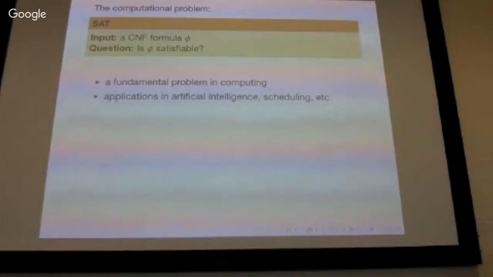Okay, so the computational problem related to this is called SAT, for satisfiability. It's very easy. The input is a formula in that form that we've just seen. The question is, is it satisfiable? So can you assign true and false values to the variables so that the whole thing would be satisfied?